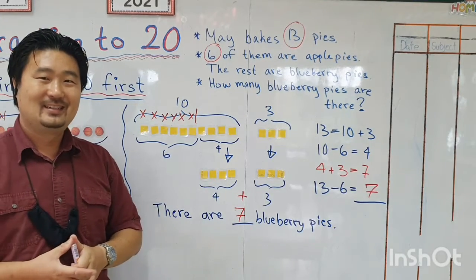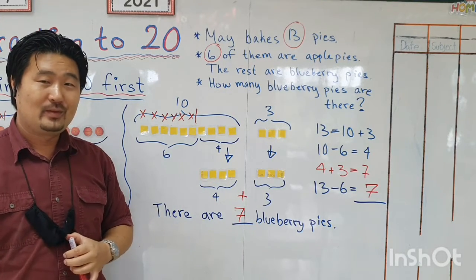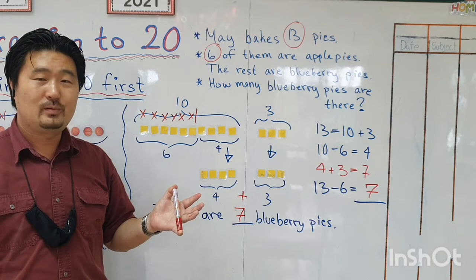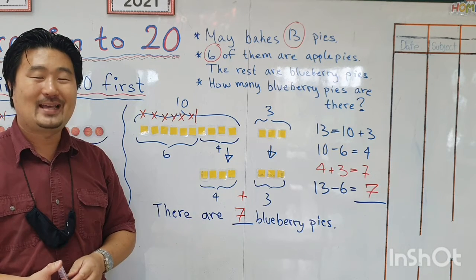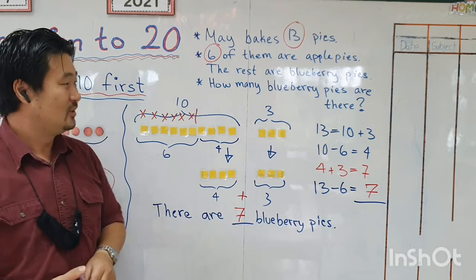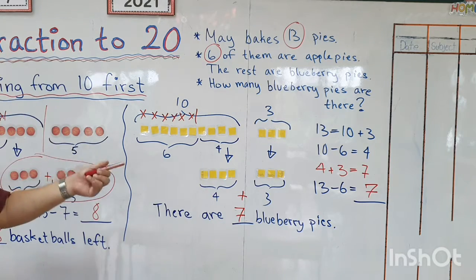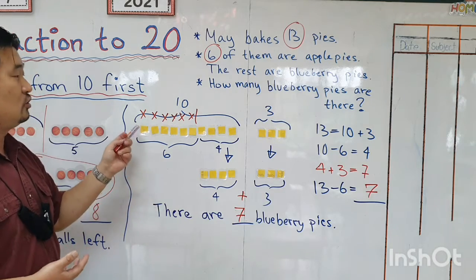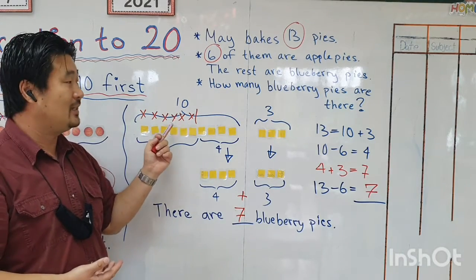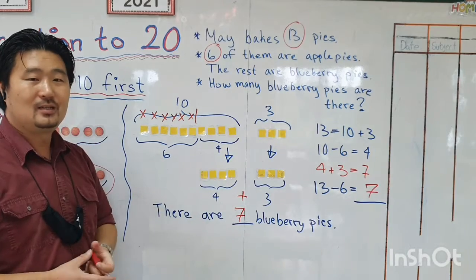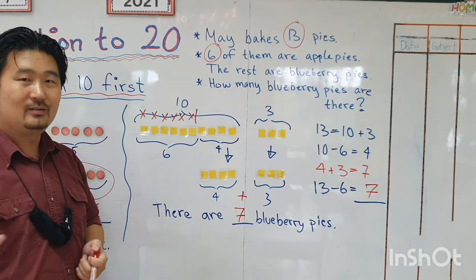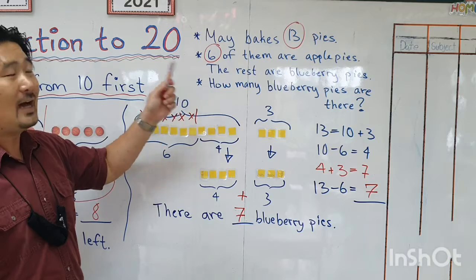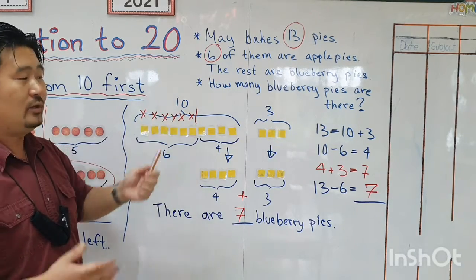Okay, I hope you understand. If there are any questions, please write and ask me. So this is how you solve equations when you subtract from the 10 first. Sometimes it's easier to start by subtracting from the tens. Sometimes it's easier to start with the ones. But that is up to each and every one. If they don't specify how they want you to solve it, then it's up to you.